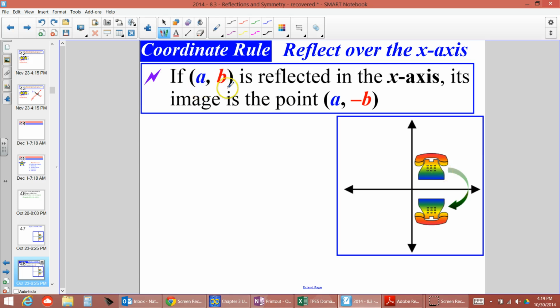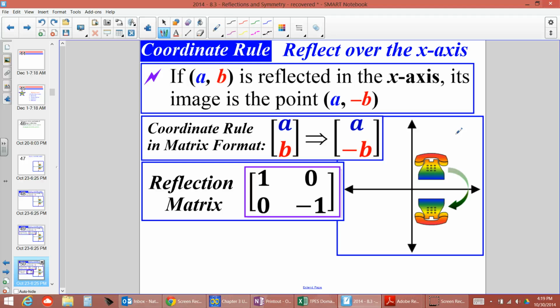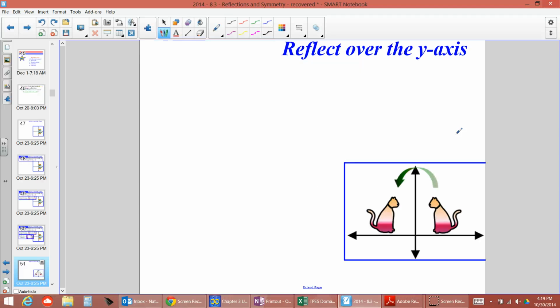But for the coordinates, there's a rule that says if I give you a point (A, B), you manipulate that point into becoming (A, negative B). If we look at it as a matrix, the point (A, B) is just a 2x1 matrix, X on top, Y on bottom. It becomes A on top, negative B on bottom. So you just change the signs of all the Y values and you're done. We're not going to worry about matrix multiplication because for a reflection, it just is silly. You just don't do it.